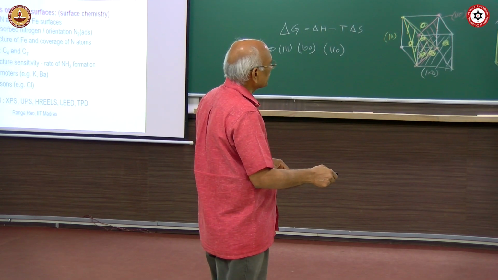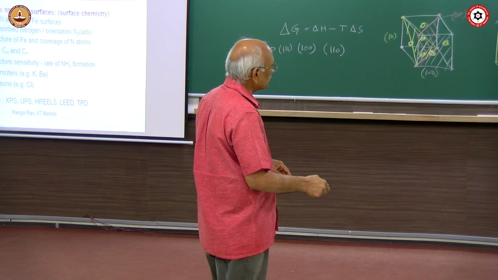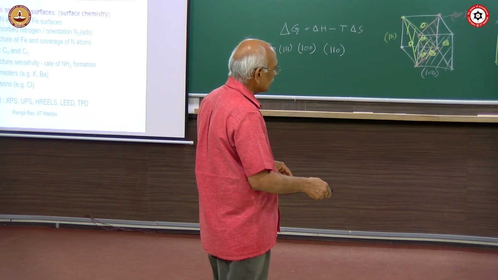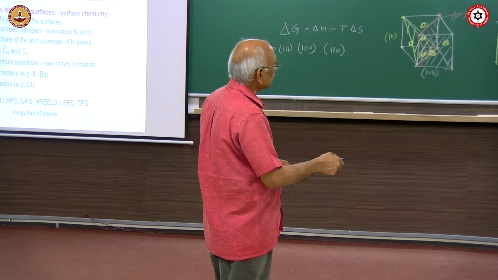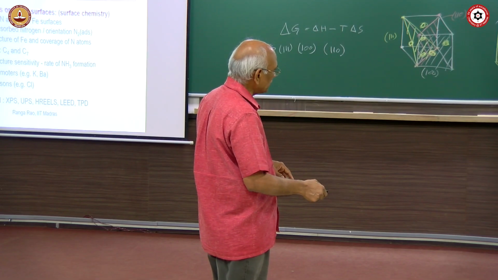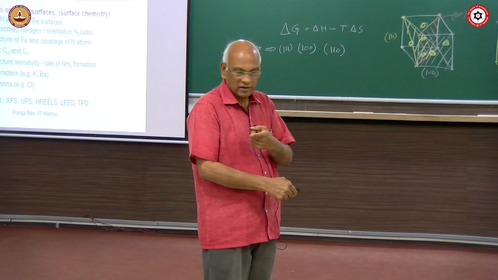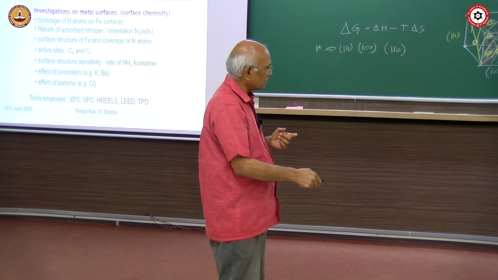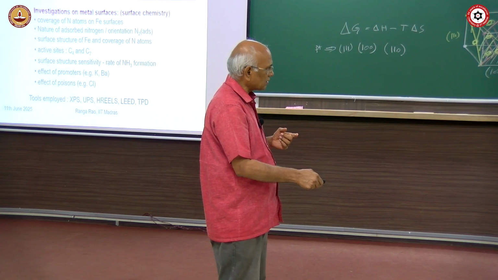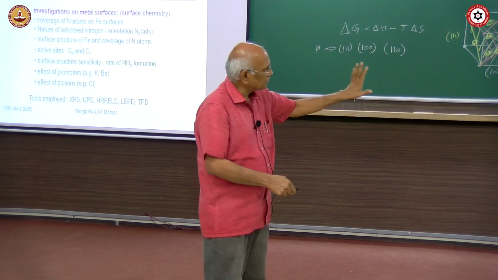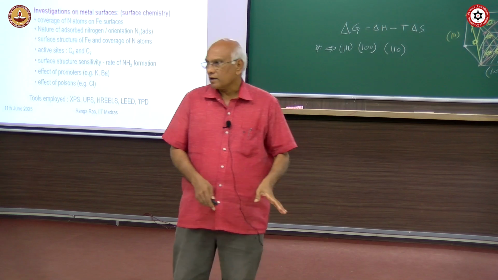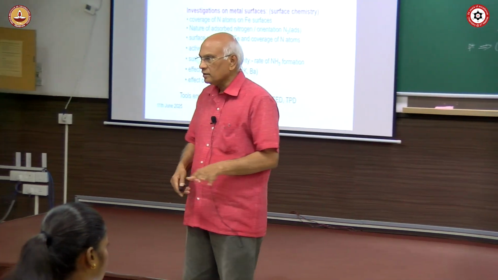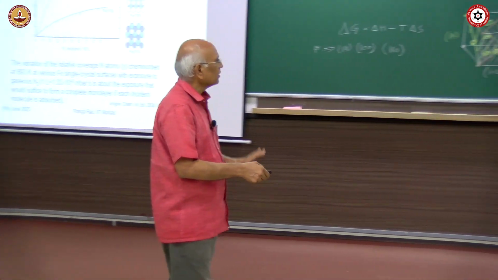the active sites for breaking this, for ammonia synthesis, C4 and C7. I'll show you in the next slide. So to study these processes, people use XPS, which I talked about yesterday, ultraviolet photoemission spectroscopy, high resolution electron energy loss spectroscopy, and low energy electron diffraction. Some of these techniques they use to study this process scientifically. Okay, what is the result?